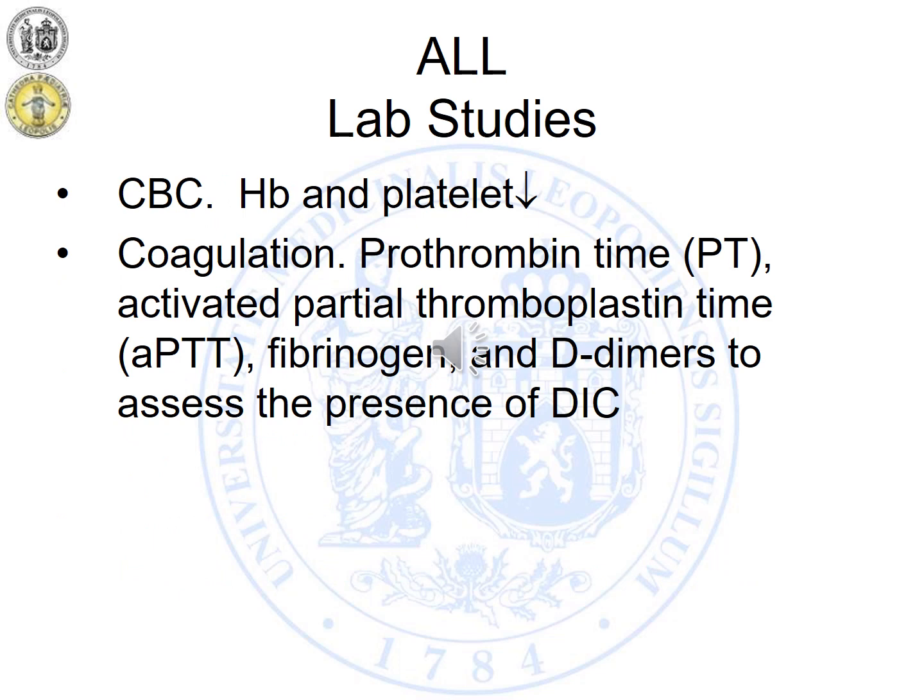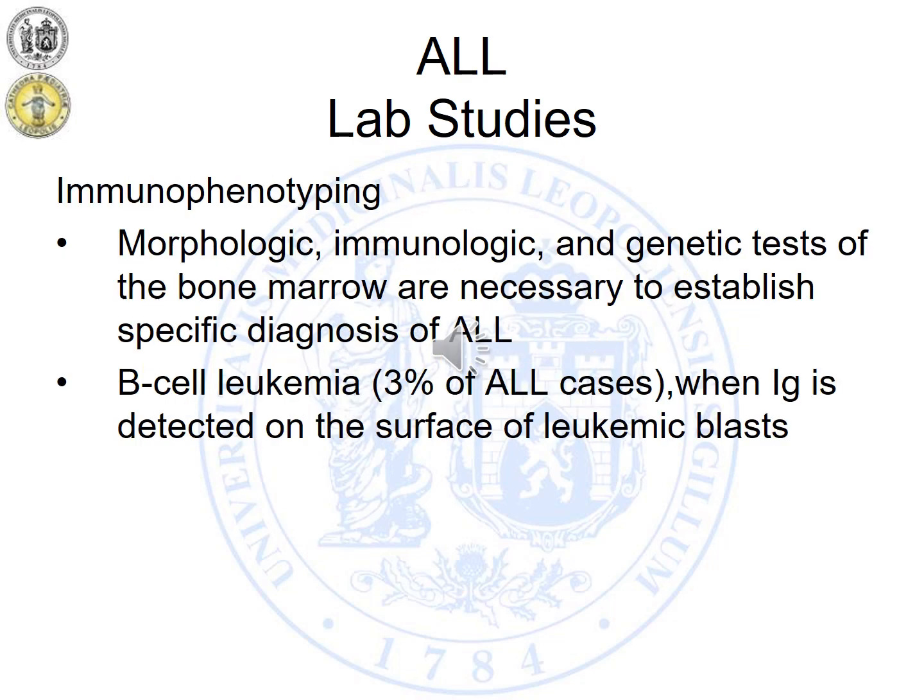Laboratory studies in acute lymphoblastic leukemia: it is CBC, where hemoglobin and platelet count may be low. You order coagulation studies, prothrombin time, activated partial thromboplastin time, fibrinogen, and D-dimers to assess the presence of disseminated intravascular coagulation.